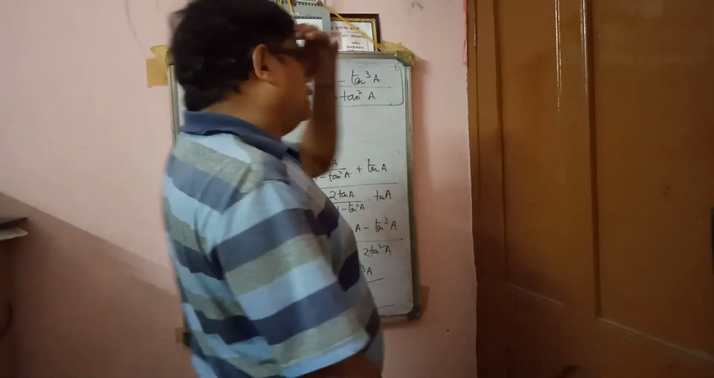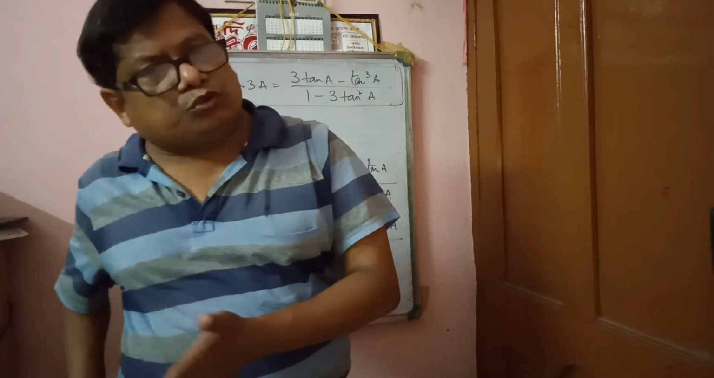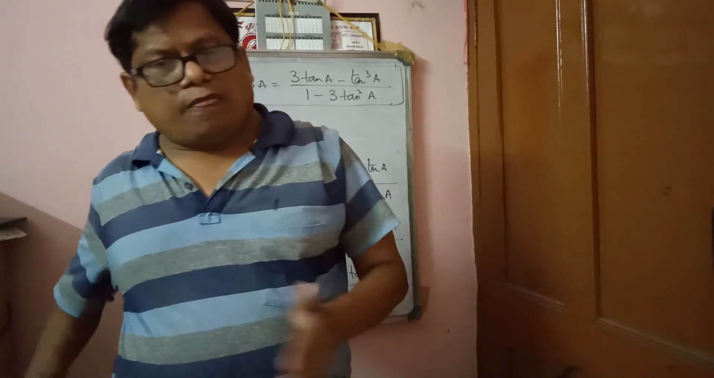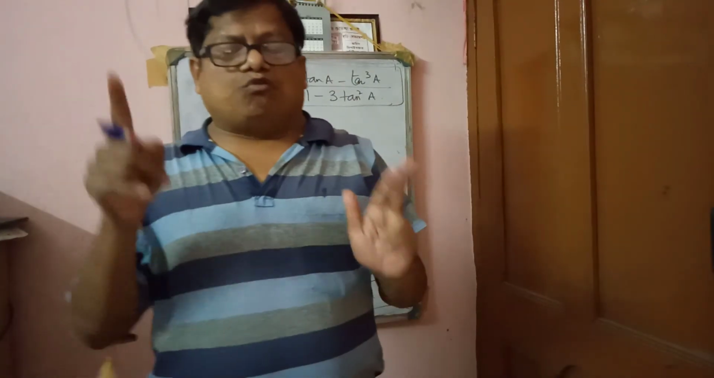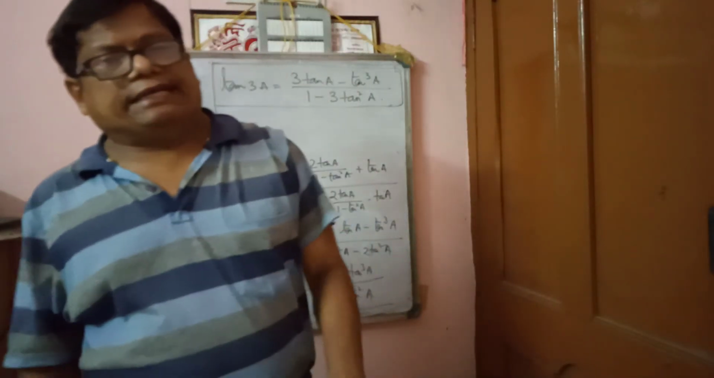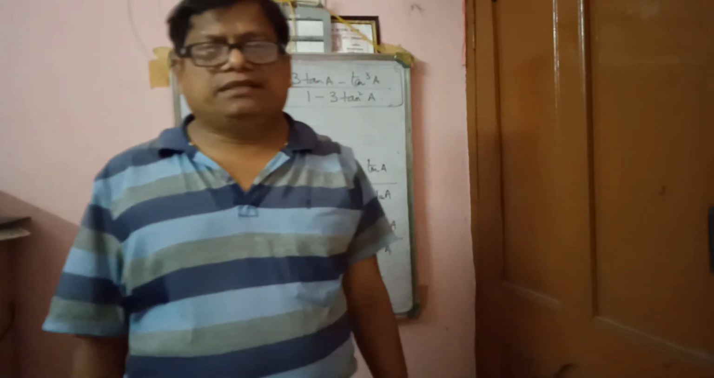To discuss multiple angles, again I am reminding you: sin 2A is 2 sin A cos A, and sin 2A in terms of tan is 2 tan A by 1 plus tan square A. Cos 2A is cos square A minus sin square A, also 2 cos square A minus 1, or 1 minus 2 sin square A. Interchanging, 1 plus cos 2A is 2 cos square A, and 1 minus cos 2A is 2 sin square A. And sin 3A is 3 sin A minus 4 sin cube A, cos 3A is 4 cos cube A minus 3 cos A, tan 3A is 3 tan A minus tan cube A by 1 minus 3 tan square A. All of you remember these formulas, then it will be very easy for you.